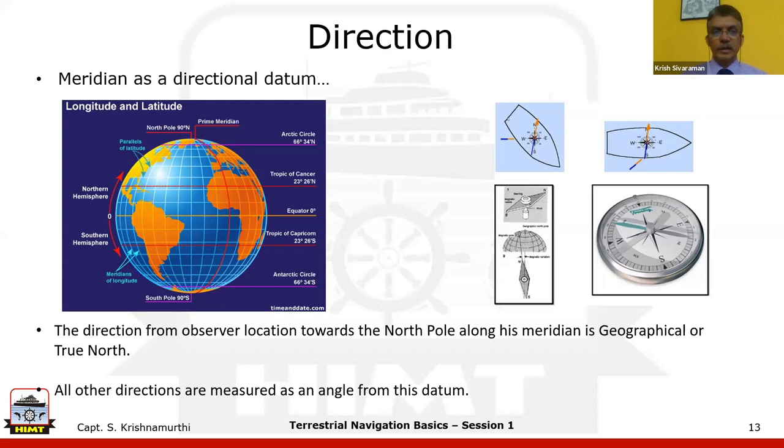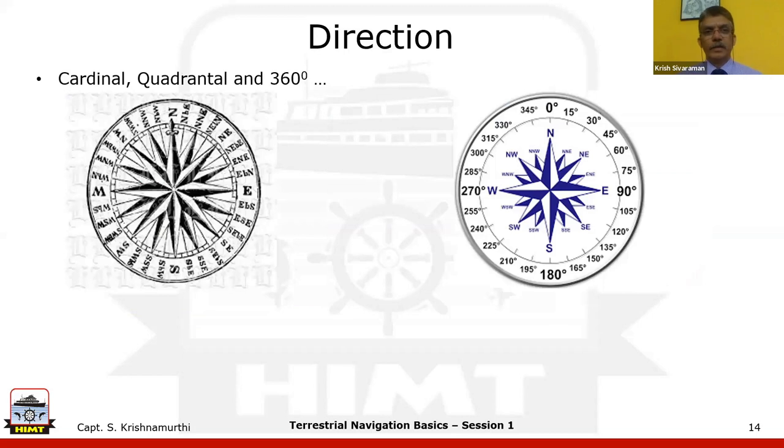Now there are various ways of measuring that angle: one is the cardinal, the other is the quadrantal, and of course the famous 360 degree notation. In the olden days they used to follow the cardinal method: north, north by east, north north east, and so on. Subsequently, we have gone on to the 360 degree three figure notation, which is far more convenient. And for the purpose of using your traverse tables, you need to be able to convert a three figure notation to a quadrantal notation. Now, how? I wonder if you know what a quadrantal representation of direction is.